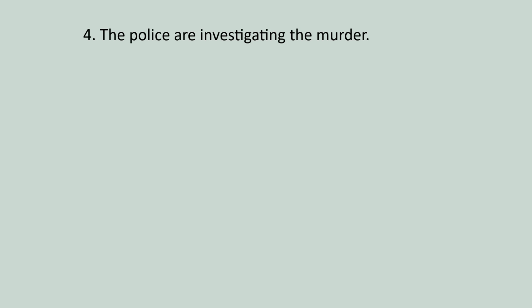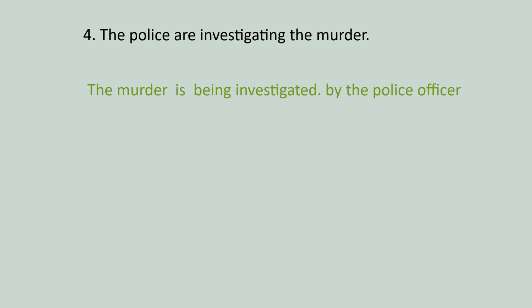Number 4, the police are investigating the murder. The murder is the object of the active sentence and now it is the subject of the passive sentence. And conjugate the verb be. Because it is continuous tense, I change it to being. The murder is being. And the past participle of the verb investigate is investigated. The murder is being investigated. I can ignore the subject, but here no, I didn't ignore it. The murder is being investigated by the police officer.